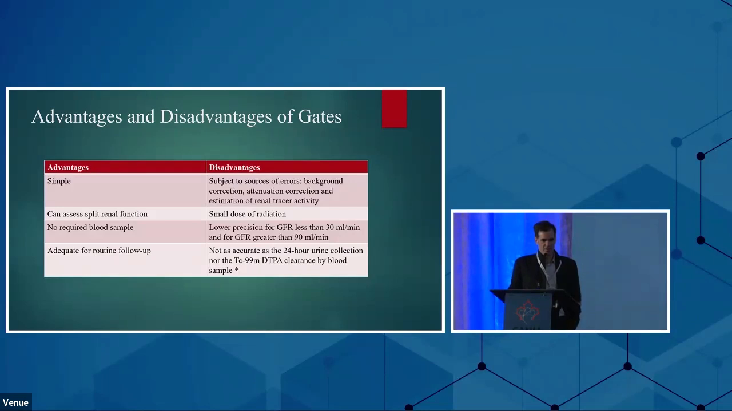However, there are a lot of sources of error: background correction, the attenuation correction, estimation of renal tracer activity, and it's not as accurate as the 24-hour urine collection, nor the DTPA clearance using blood sample. And for GFR that is less than 30 milliliters per minute or greater than 90 milliliters per minute, it is not the most precise method of determining the GFR.